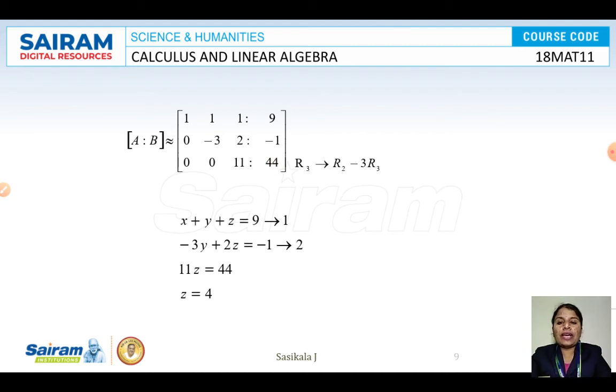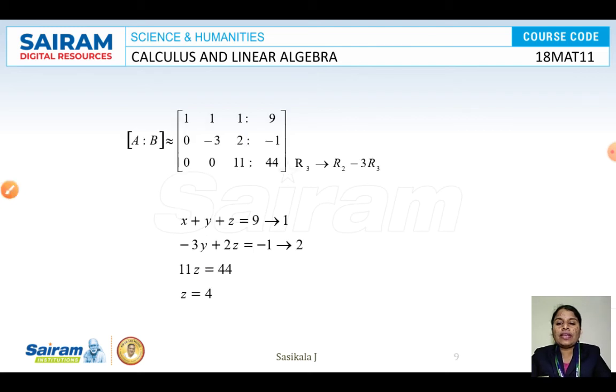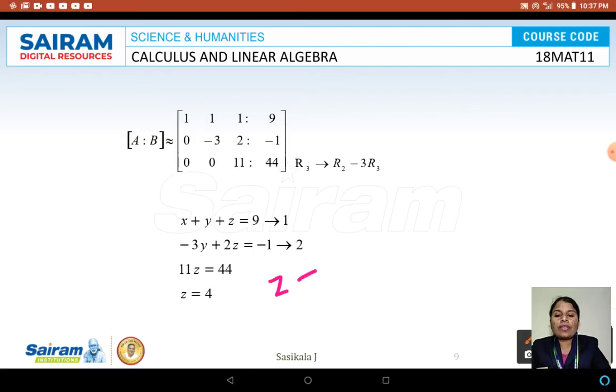So now do the substitution. The linear equations we are going to write, isn't it? So x plus y plus z equal to 9, minus 3y plus 2z equal to minus 1, and 11z equal to 44. From the last equation I can write z is equal to 44 by 11. So the z value will be 4, 11 4s are 44.